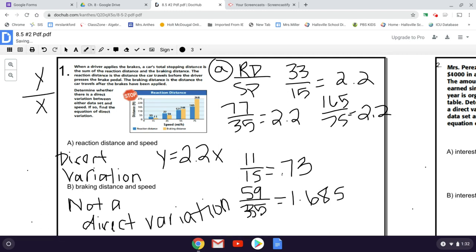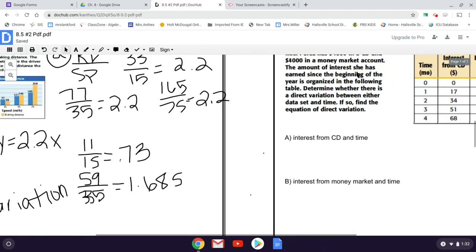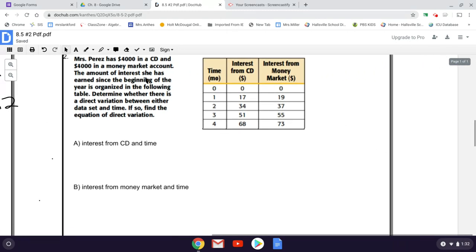Okay, so now if we look at number 2, we're talking about the $4,000 that Mrs. Perez puts into a CD and $4,000 into a money market account. And we're looking at the interest from those and deciding if it's a direct variation. If you don't know what a CD or a money market account are, ask your parents. It's not the music type of CD, it's the bank type of CD. And so maybe they can explain it to you.